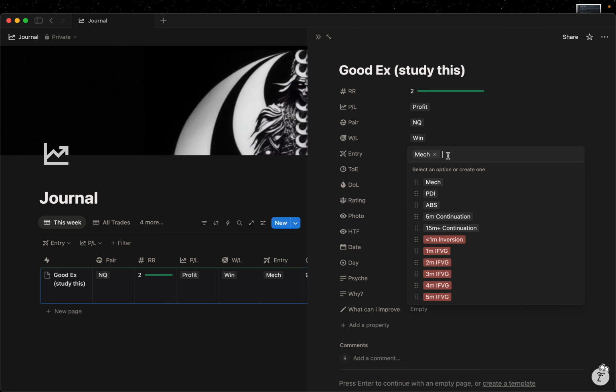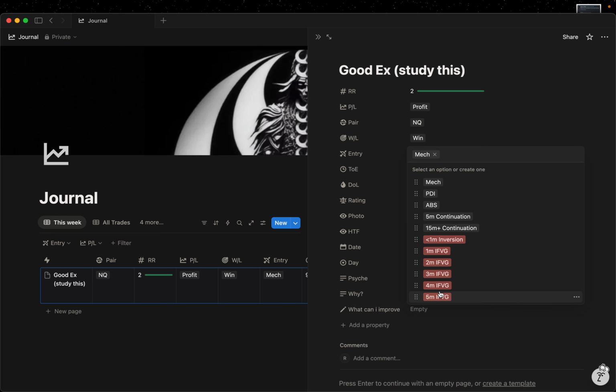And then the entry. So this is where there's actually some importance. So MEC, PDI, ABS, these are mine, or well, what I use. ABS is like my sole model, and then these are the ones used in PB. And then including this continuation, is it a 5 minute gap or a 15 minute gap?